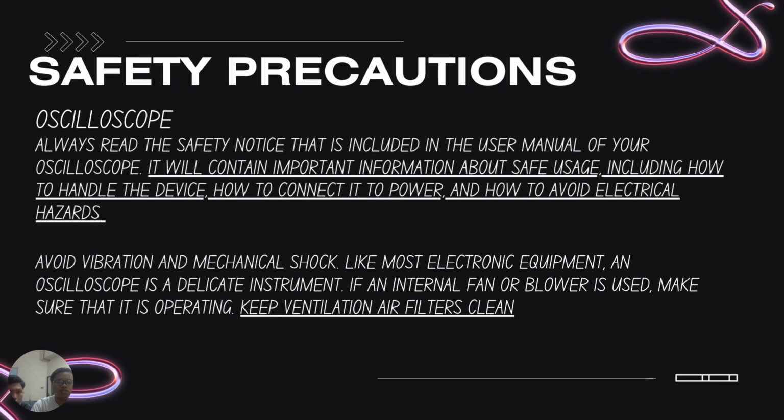Safety precautions for oscilloscope. First, always read the safety notice that is included in the user manual of your oscilloscope. It will contain important information about safe usage, including how to handle the device, how to connect it to power, and how to avoid electrical hazards. Second, avoid vibration and mechanical shock. Like most electrical equipment, an oscilloscope is a delicate instrument. If an internal fan or blower is used, make sure that it is operating. Keep ventilation and air filters clean.